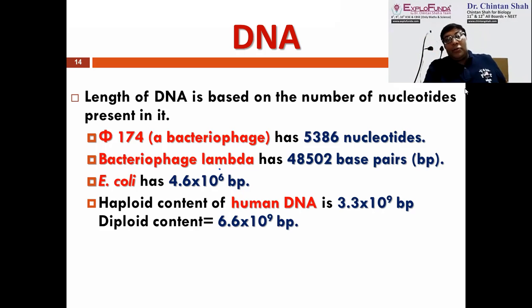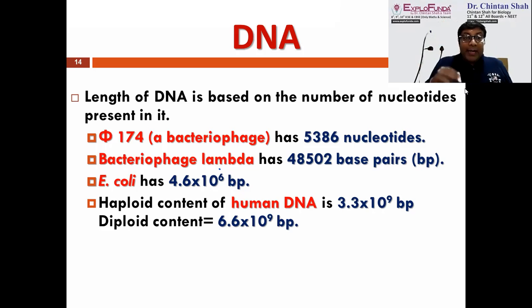Like one of them is known as bacteriophage lambda, and lambda has 48,502 base pairs. What do you get by base pairs? A and T, that is known as one base pair. Are you getting it? C and G, that is another base pair. So that's how the base pairs work. So bacteriophage lambda has 48,502 base pairs. E. coli bacteria, do you know about E. coli? Yes, it's known as Escherichia coli bacteria, and it has 4.6 into 10 raised to 6 base pairs. Oh, so many base pairs.